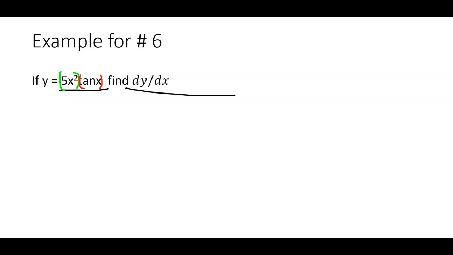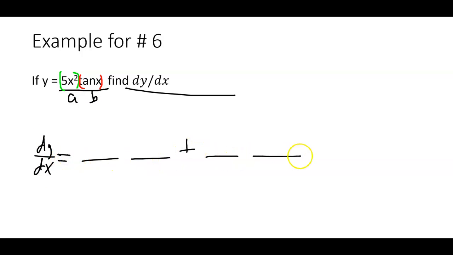I'm going to go back to using black here. This is the A and this is the B. And the rule for the product rule is you do A times B, where on the first set the A is prime and on the second set the B is prime.